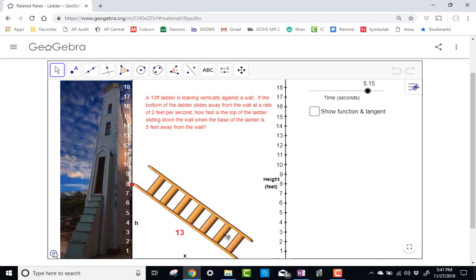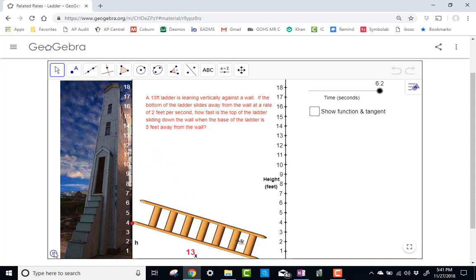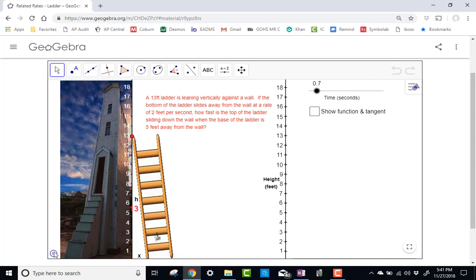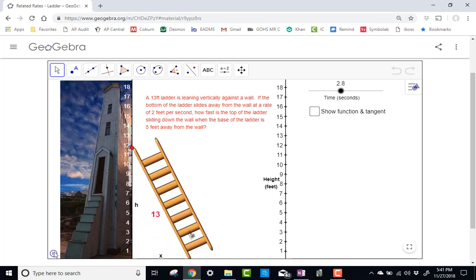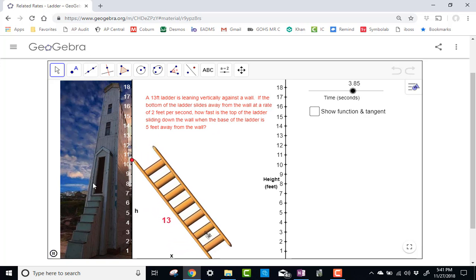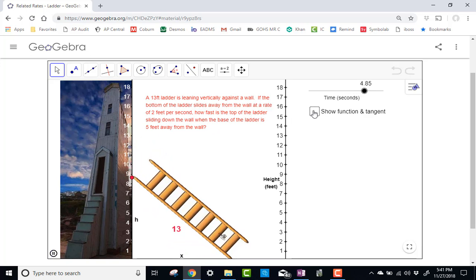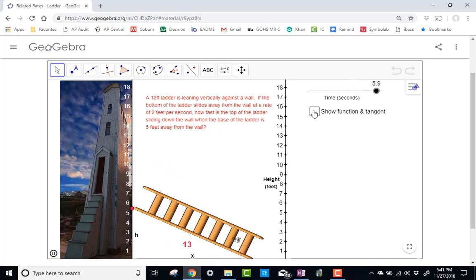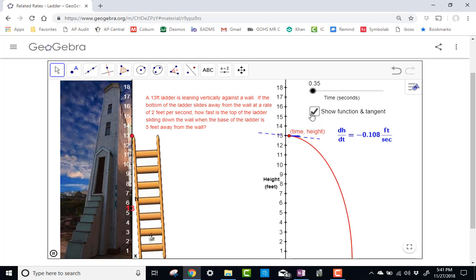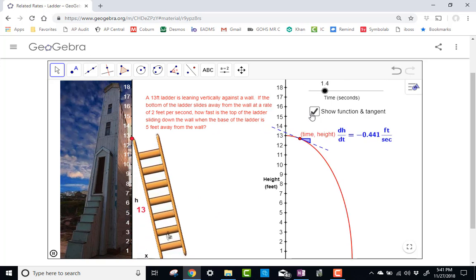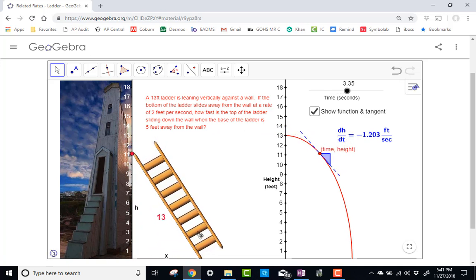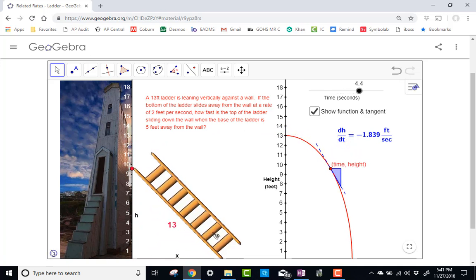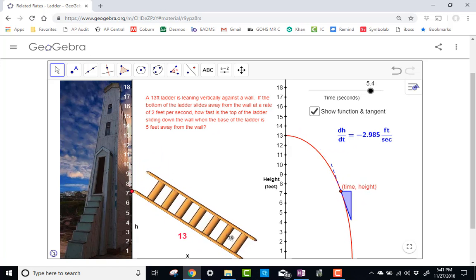But as the bottom of the ladder goes further out, the top of the ladder starts to move a lot faster, you can see. Okay, so as time goes on, we have this ladder falling. Now I'm going to show you the curve for this, and we'll talk about that. So here's our curve. You'll notice that the curve has a much steeper slope as time goes on.